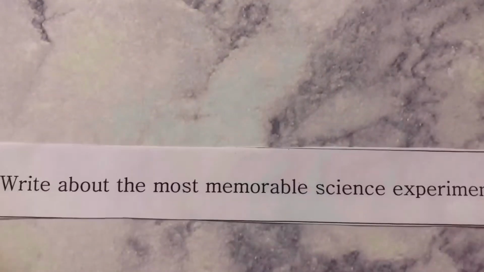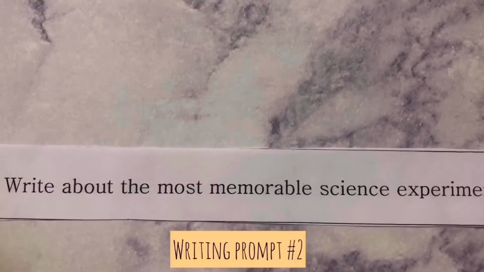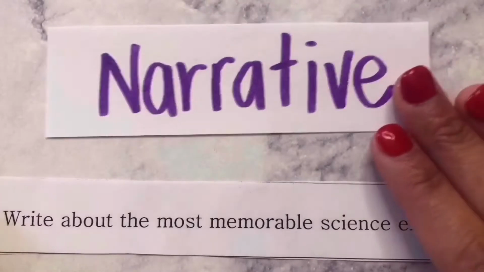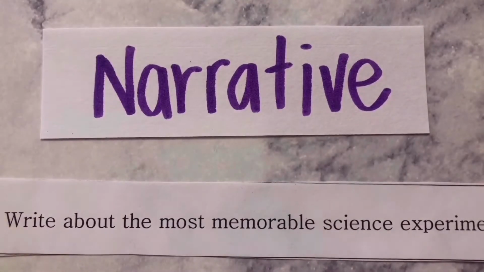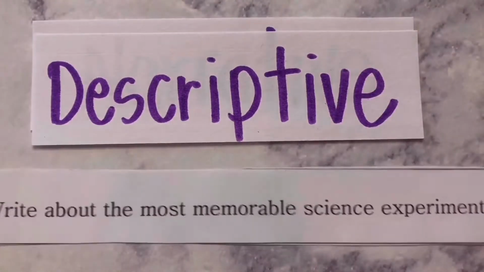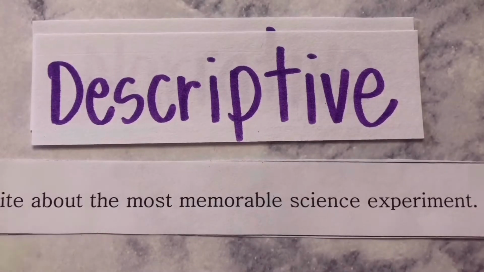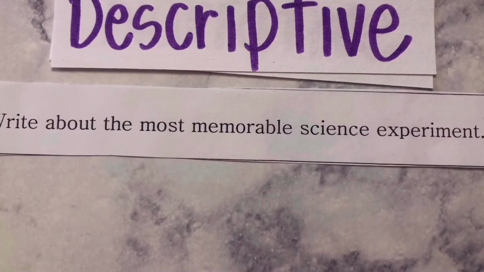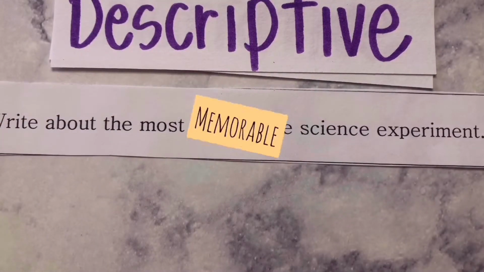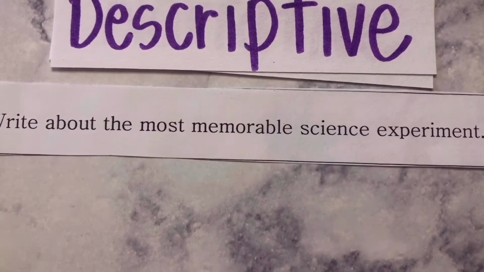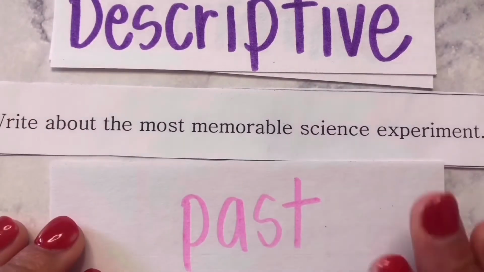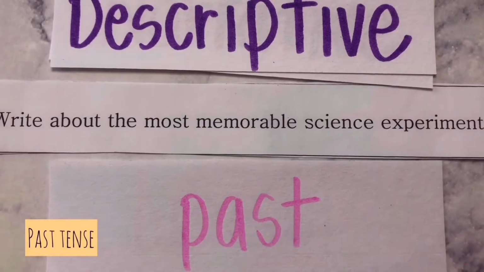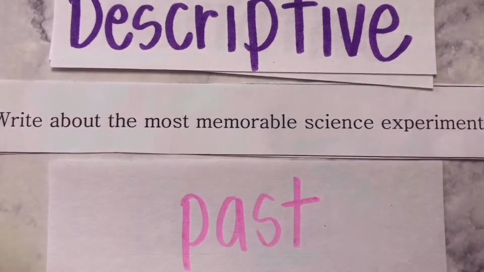Let's take a look at another example. Write about the most memorable science experiment. Again, this is a narrative, and in particular, it would fall under descriptive. You're going to describe this most memorable science experiment. Now, this experiment already must have happened because it is memorable. You remember it. So it will not be in the present tense, it will be in the past tense. So you're going to use those past tense verbs to help indicate my story already happened and this is what I remember about it.